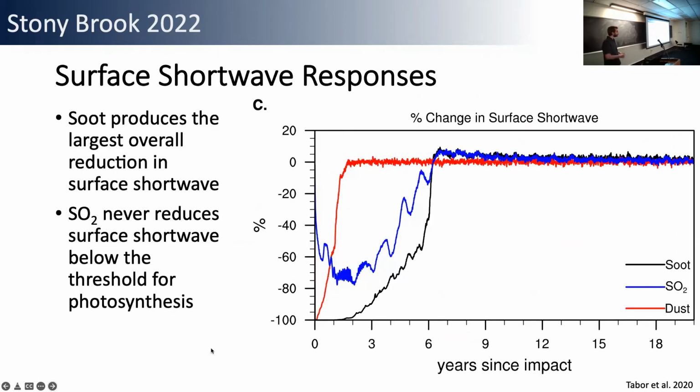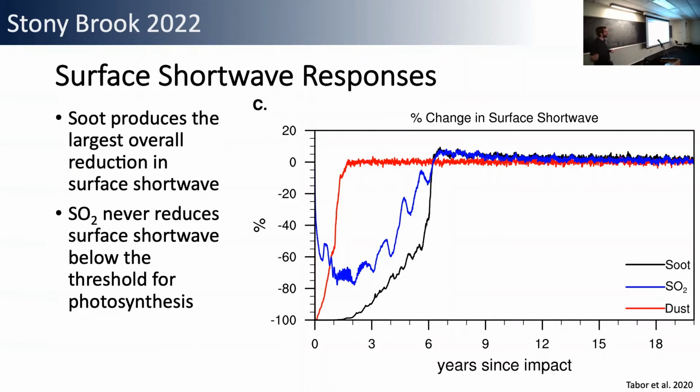All right. So moving on to some of the climatological responses that we see from this, as you might have guessed, we have a large reduction in shortwave radiation as a result of these different aerosol emissions. So here I'm showing time since impact going out 20 years after impact, and I'm showing the relative change in surface shortwave radiation. And so in black, I have the soot. In blue, I have the result of the SO2 emissions. And in red, I have the result of the dust emissions.